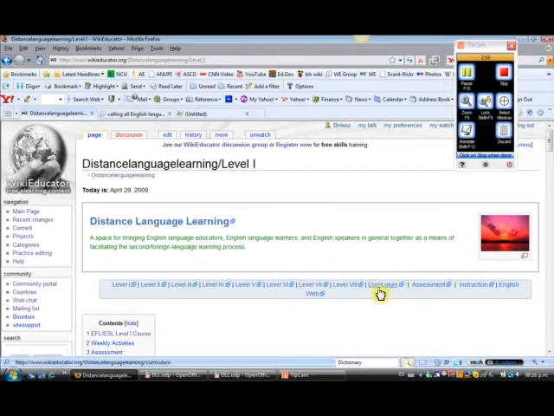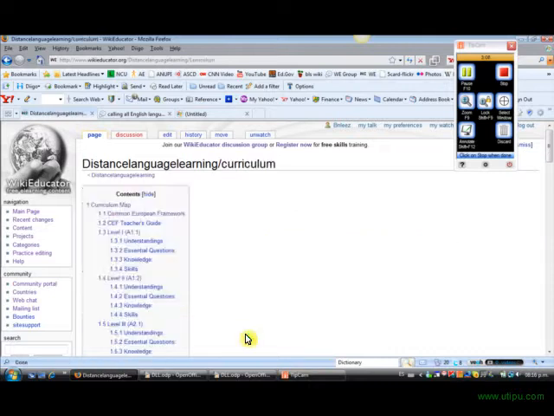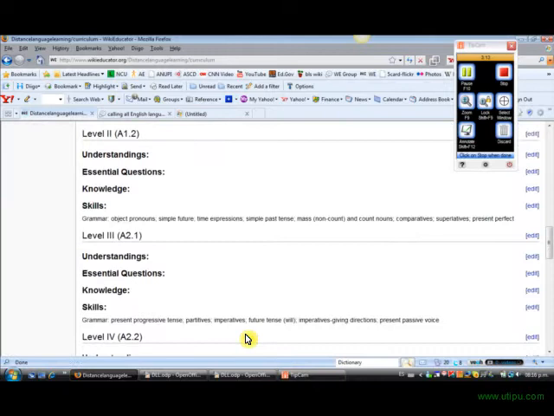Towards the right hand side of the screen there is the curriculum, assessment, and instruction, and these three sections or pages are mainly for teachers. The curriculum is really a curriculum map of each level, again in terms of understandings and essential questions, and I've added knowledge and skills as well. So these understandings and essential questions at this level are broader. They're more general, and they pertain to the whole class.